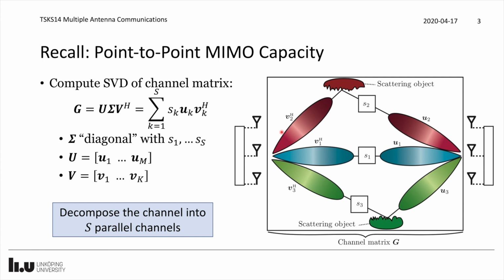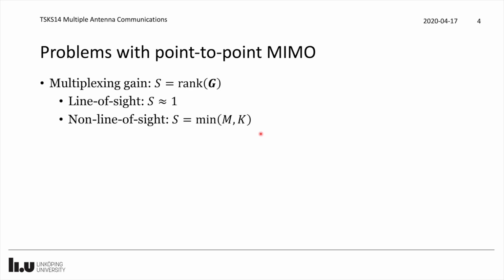It's more complicated. What are then the problems with point-to-point MIMO that I was mentioning earlier? Well, the main benefit of point-to-point MIMO is that if S is the rank of the channel matrix, then we can spatially multiplex S signals at the same time. And at best, that gives us a roughly S times larger capacity than in the single-antenna case.